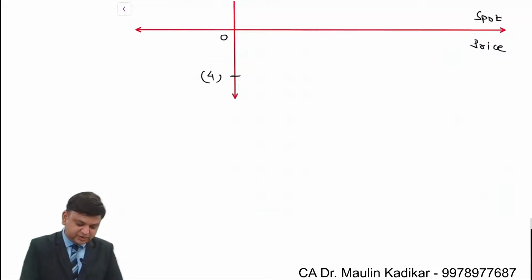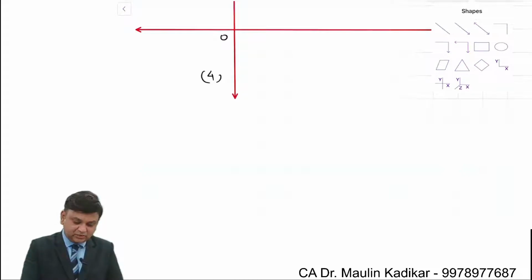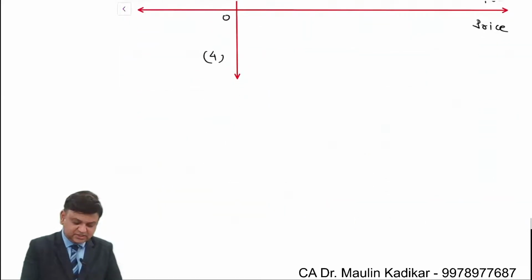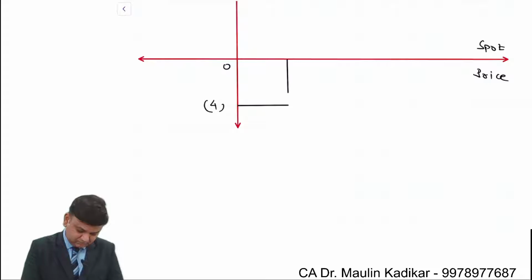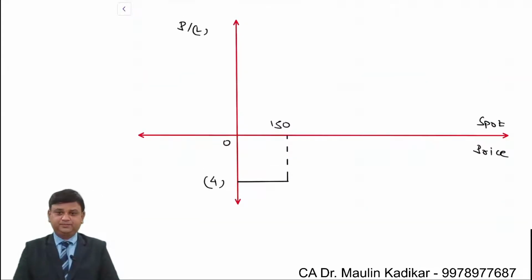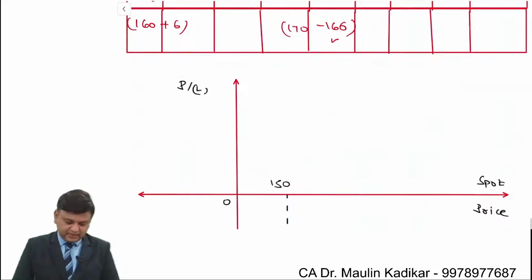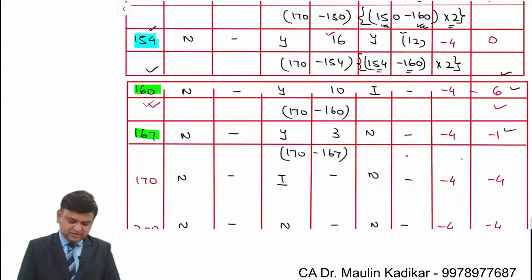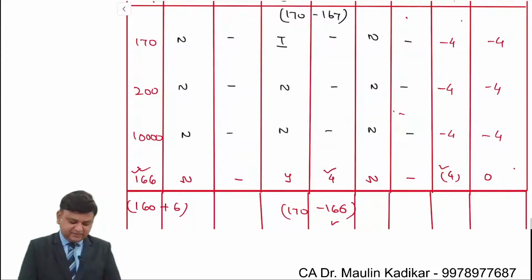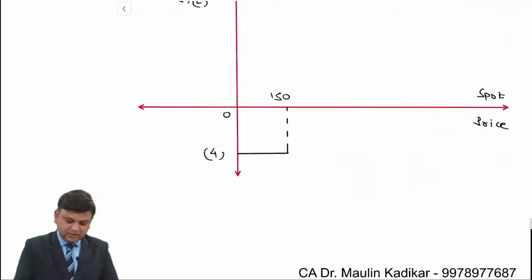It means that till the time the spot price of the equity share is 150, the amount of the loss is rupees 4 only. So the diagram goes like this. This is 150 rupees. Till that point of time, there is a loss of rupees 4. Now, we can see that at 160 rupees, there is a profit of rupees 6. Then profit decreases. At 166, there is no profit, no loss. So the diagram goes like this.